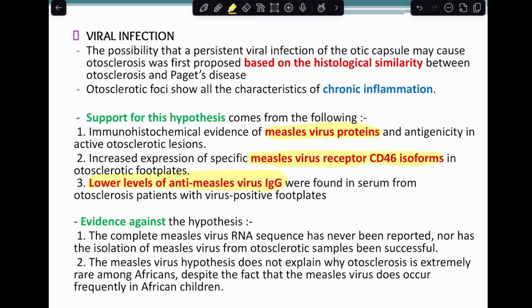However, because this has not been completely proven, and some other evidence has also come into view, which does not completely justify viral infection as a cause. What is this evidence? Complete measles virus RNA sequence has never been reported from these cases, and the measles virus hypothesis also does not explain why otosclerosis is very rare among Africans, despite the fact that measles virus occurs very frequently in African children. So, this is actually not just a hypothesis that possibly a viral infection could be associated with otosclerosis.